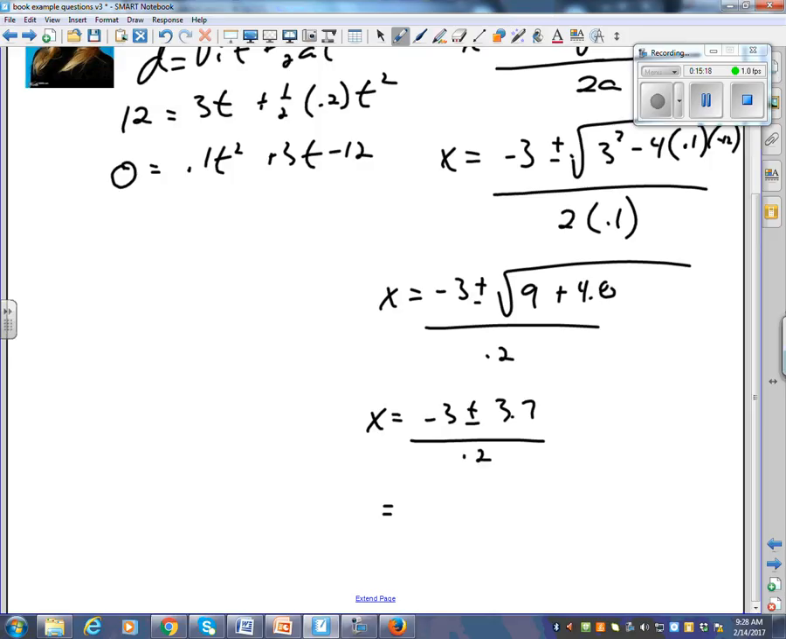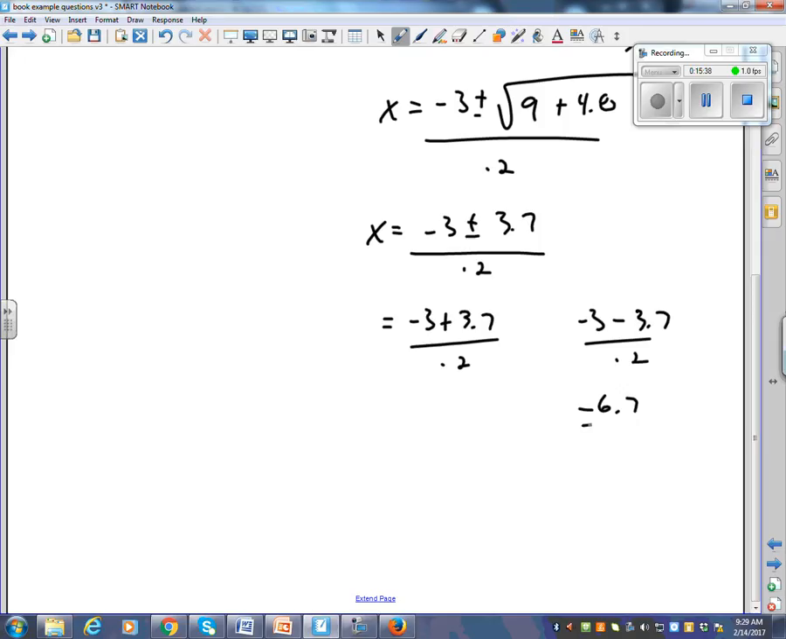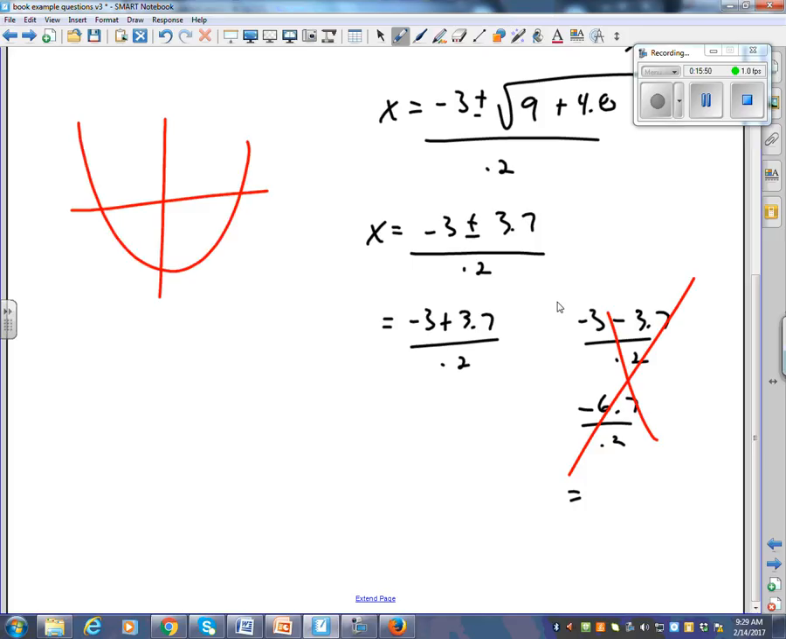Now, what does the plus or minus mean? Well, it means you got to do both, right? So it's minus 3 plus 3.7 all over 0.2, and it's also minus 3 minus 3.7 all over 0.2. But this one's going to give you negative 6.7 over 0.2, and I don't know what that is, but it's a negative number, and negative time doesn't exist, right? So that answer doesn't happen. When you're doing a quadratic, you've got this type of thing, and you're solving for those zeros, but in the physics sense, this portion of time doesn't exist, does it? Okay, so you can ignore that.